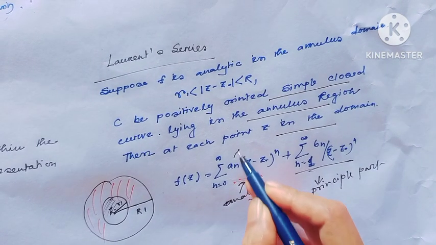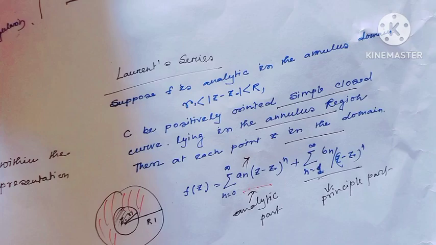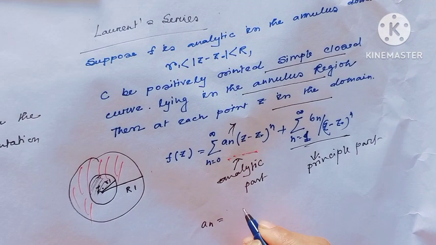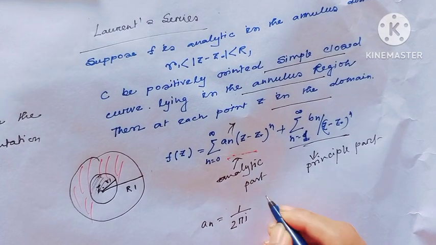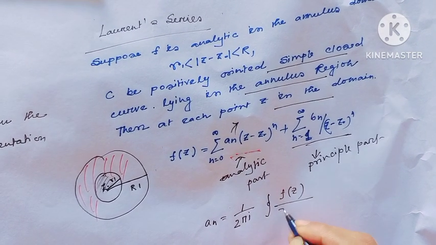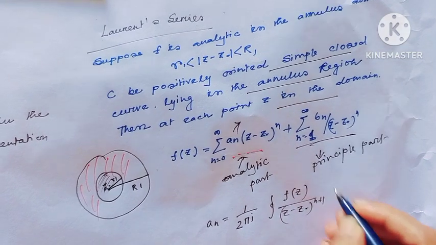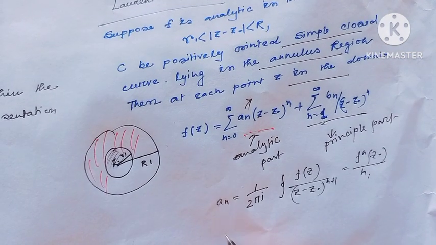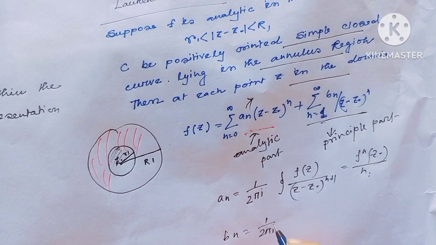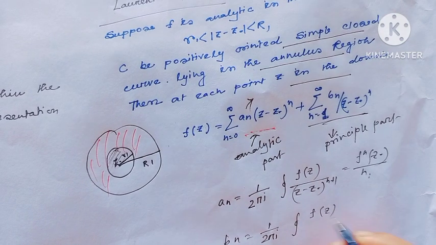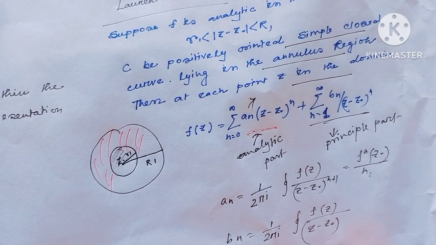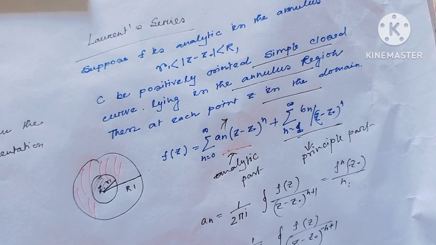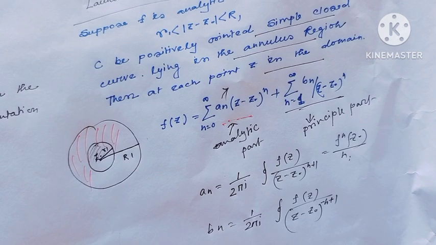Since the function is analytic here, all of us know a_n equals, by the derivative of the Cauchy integral formula, 1 over 2 pi i times the integral of f(z) over (z minus z0) to the power n plus 1, and this is equal to f^(n)(z0) over n factorial. And b_n equals 1 over 2 pi i times the integral of f(z) over (z minus z0) to the power minus n plus 1. I hope all my viewers have understood. This is the Laurent series expansion.